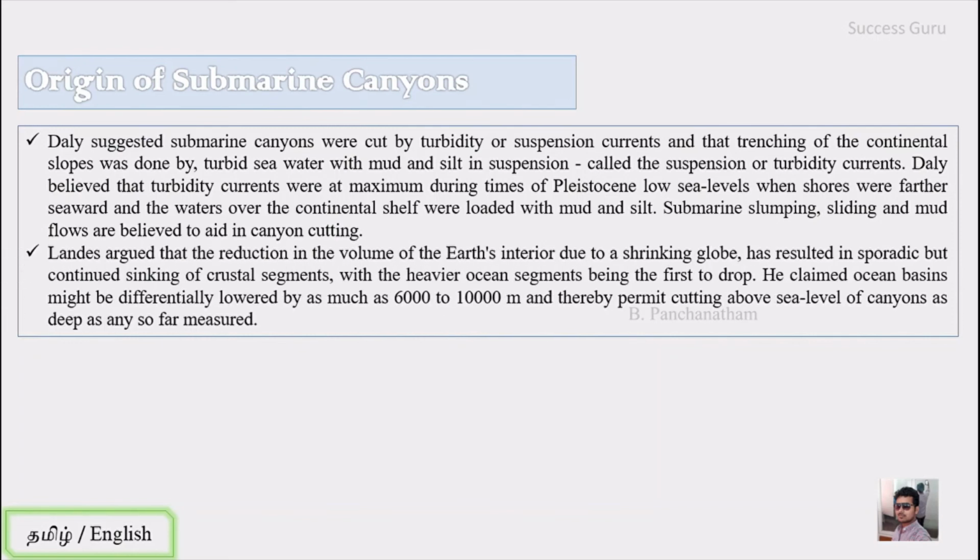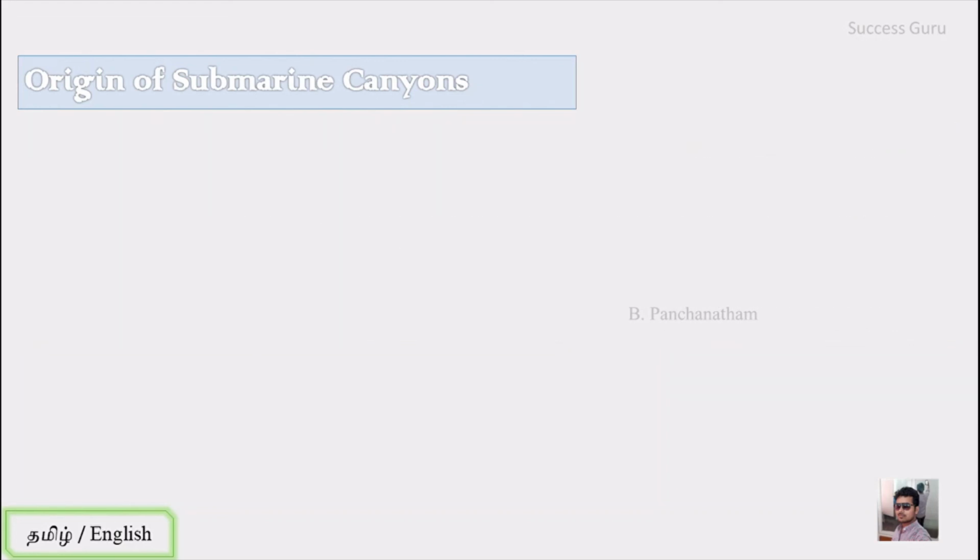There is also a theory proposed by Landis, who argued that the reduction of the volume of the Earth's interior due to the shrinking globe has resulted in the sporadic but continuous sinking of crustal segments, with the heavier oceanic segment being the first to drop. He claimed the oceanic basin might be differentially lowered by as much as 6,000 to 10,000 meters, thereby permitting cutting above sea level of canyons as deep as so far measured. So these are some of the theories that have been proposed for the formation of submarine canyons.